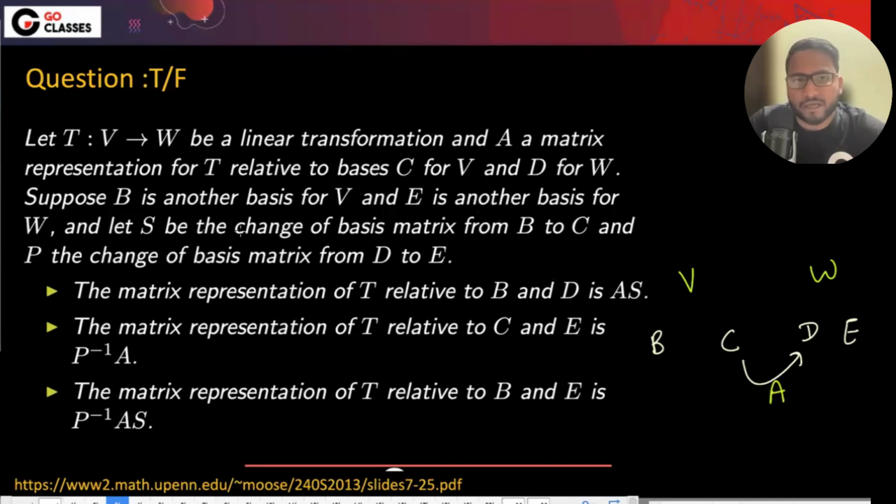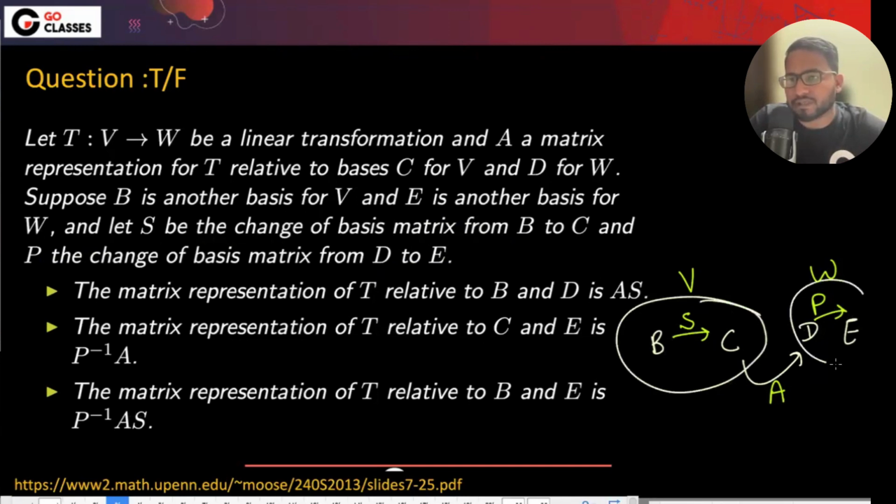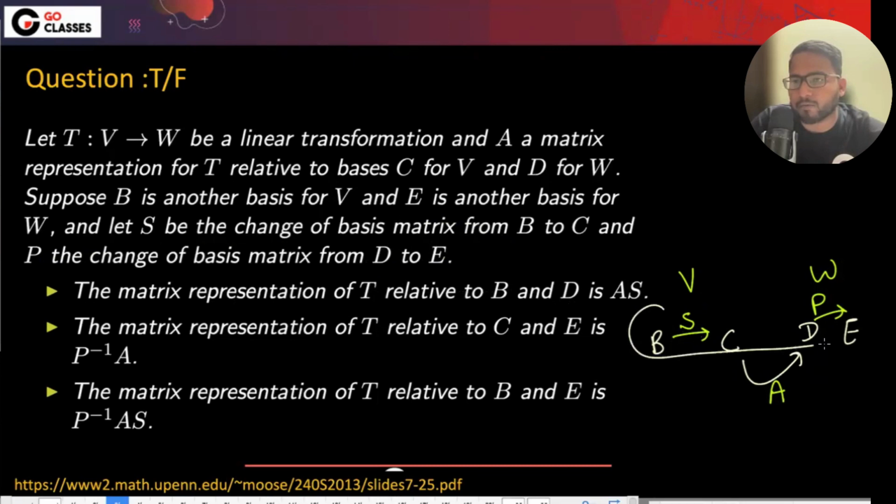Now they are saying that S is the change of basis matrix from B to C, and then P is the change of basis matrix from D to E. Actually, this is a misprinting here. If it is E to D, then all of the options were true. But let's just quickly do this again. Now they're asking, what is the matrix of the linear transformation T relative to B and D?